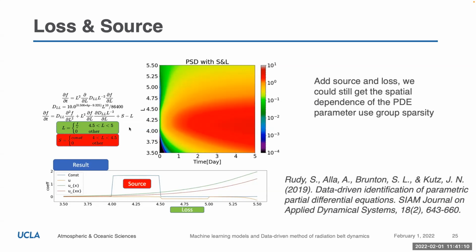So here, if you could see, the source region is a constant, which is shown here. And for the loss region, we use an F to describe it, and F in this case is U. It's successfully discovered.